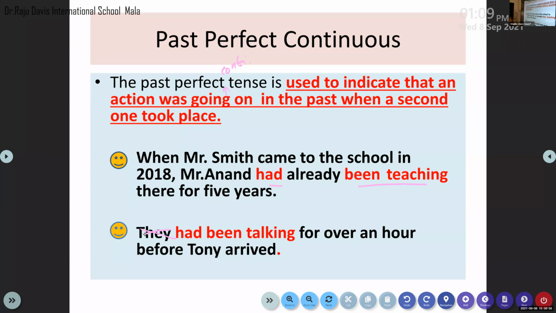That action was going on when Tony arrived into the scene. Clear? So here the action was in progress. That was, Fidel and Namasya had been talking. One hour is over. After 1 hour, Tony arrived at the scene. So past perfect continuous tense is used to indicate that an action was in progress in the past when a second one took place.